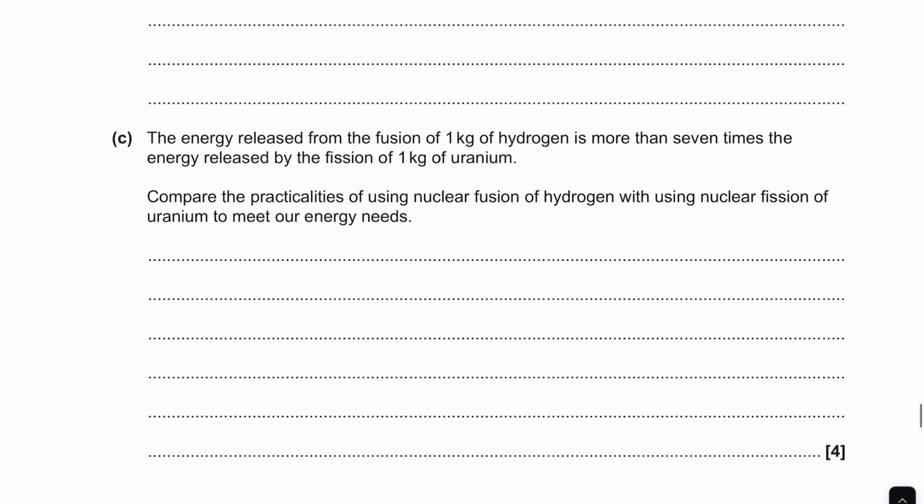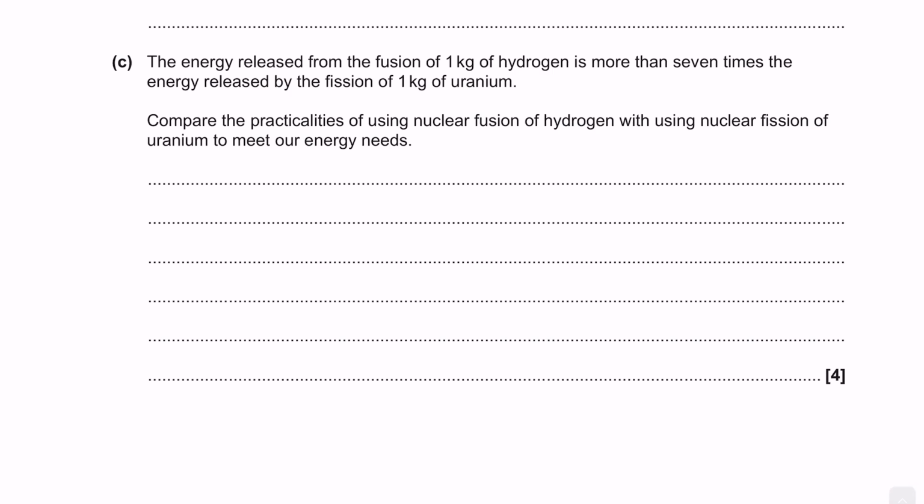Okay, part C, we are given that the energy released for the fusion of 1 kilo of hydrogen is more than 7 times the energy released by the fission of 1 kilo of uranium. Compare the practicalities of using nuclear fusion of hydrogen with using nuclear fission of uranium to meet our energy needs.